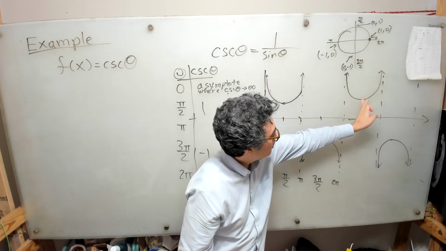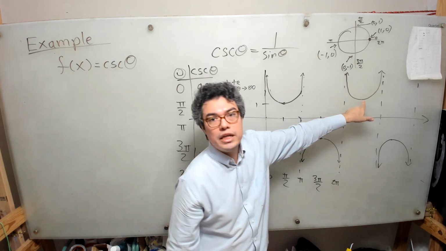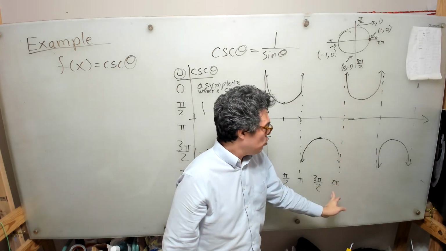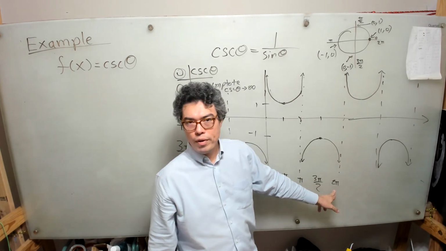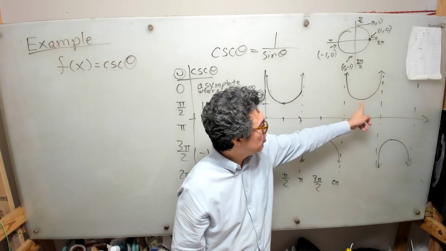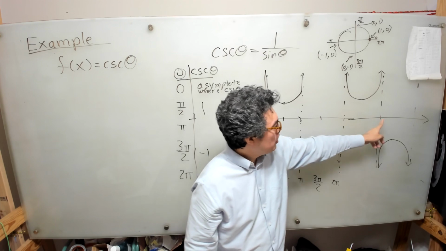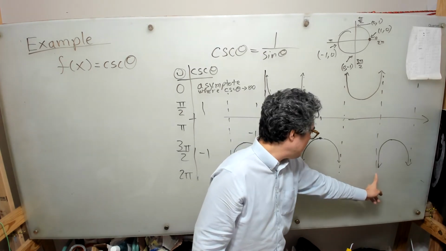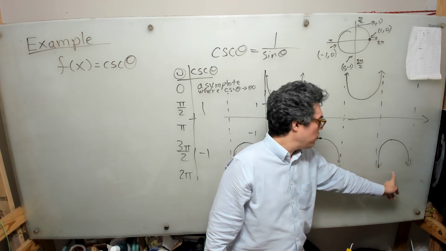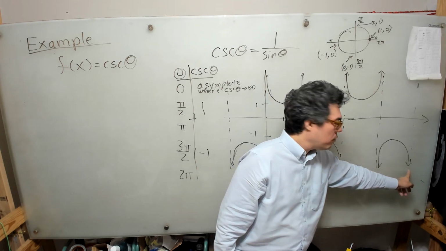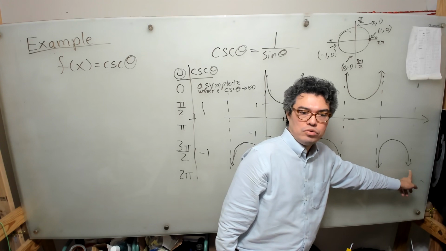So right here, where the cosecant of theta value is 1 again, it's 2 pi plus pi and a half. So that would be, let me see, 2 pi is 4 pi over 2, so that would be 5 pi over 2 right here in theta. Here, it would be at 3 pi. Here, it would be at 7 pi over 2. Here, it would be at 8 pi over 2.